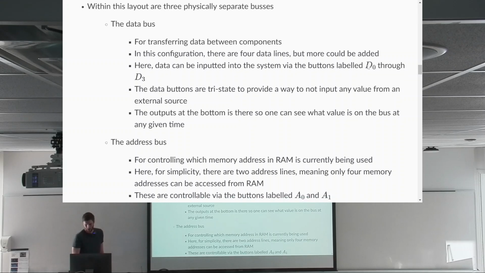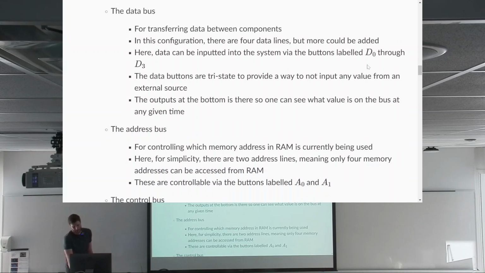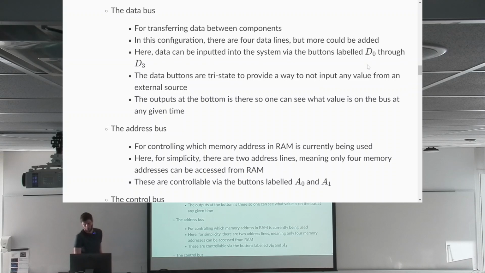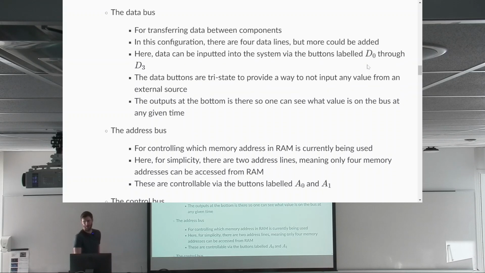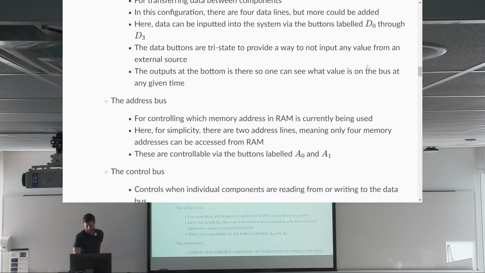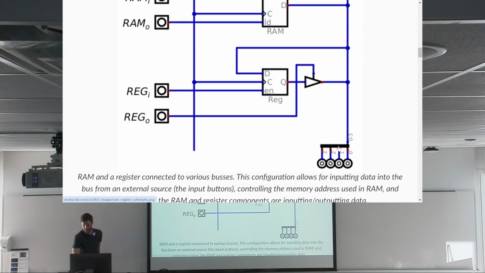So what do we have here? For transferring data between components, yeah, that's what the data bus is in this configuration. There are 4 data lines, but more could be added. The fact that I have 4 is just arbitrary. Data could be input in the system through the buttons. The data buttons are tri-state, and the output of the button can also be seen at any given time. These, of course, are not necessary. They're just there for us, so we can see what data is actually on the bus.